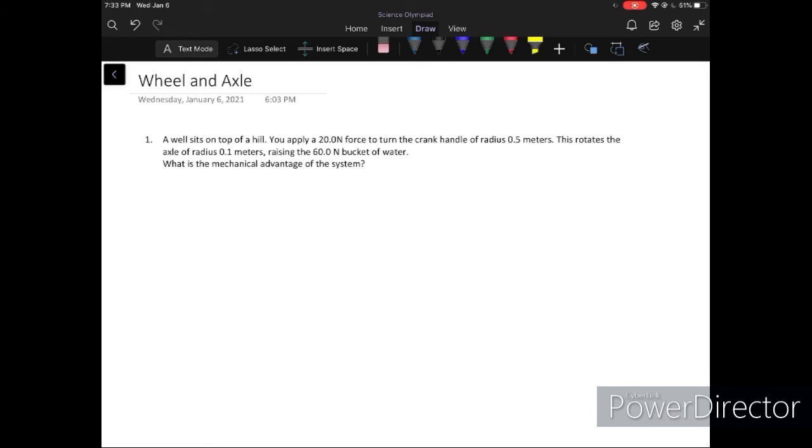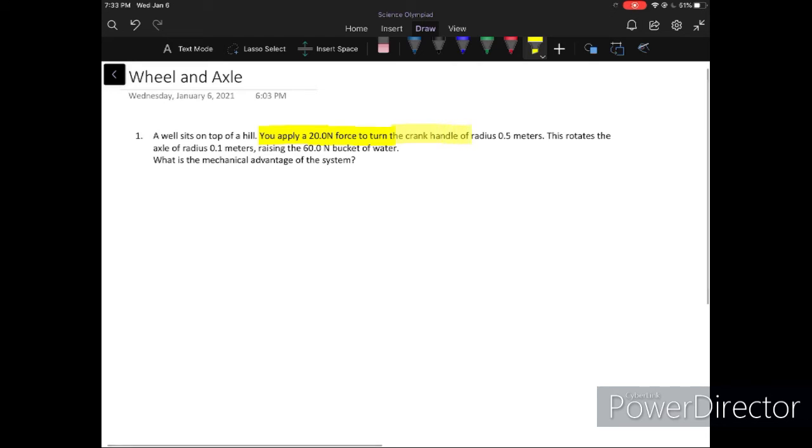Now we are going to look at an example for mechanical advantage for a wheel and axle. A well sits on top of a hill. You apply a 20 Newton force to turn the crank handle of radius 0.5 meters. This rotates the axle of radius 0.1 meters, raising the 60 Newton bucket of water. Okay, well, let's see what we learned from this so far. First off, we have a 20 Newton force that we are turning. We are applying a force of 20 Newtons to turn the crank handle of radius 0.5 meters.